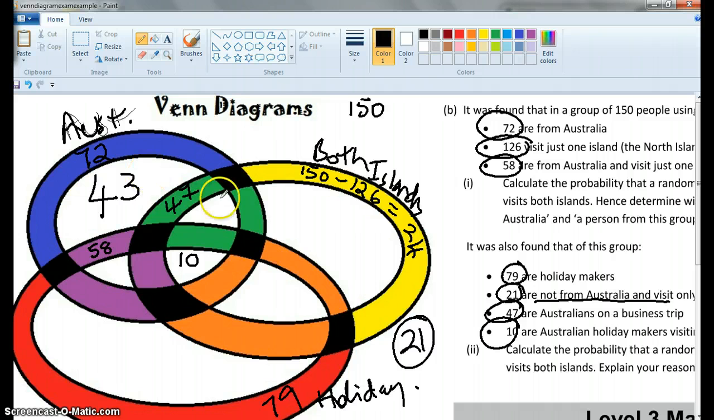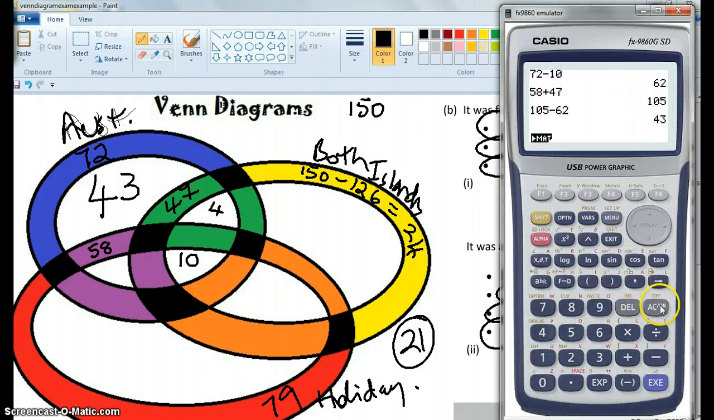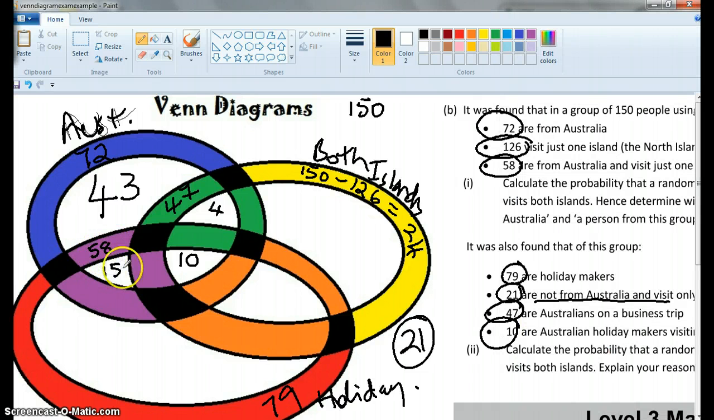If these two add to 47, then this must be 4. Okay, 4 plus 43 is 47. 58, now I'm going to be lazy. I'm going to go 58 minus 43, and I get 15. So I've got 15 in here. Okay.